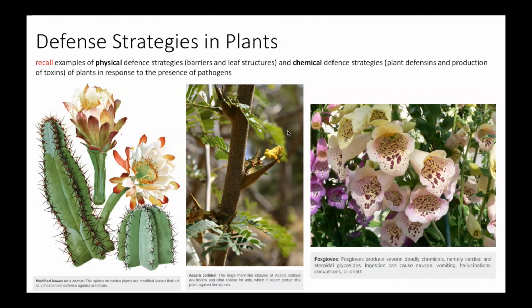So these are a few strategies in plants. We have physical defense strategies, like thorns and waxy cuticles, as well as chemical defense strategies such as defensins and the production of toxins. All this is in response to pathogens so that plants may remain protected themselves.